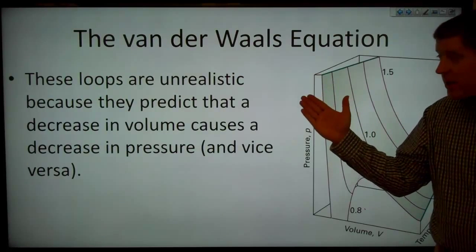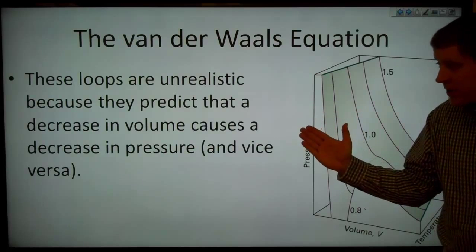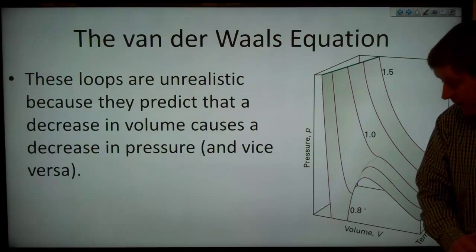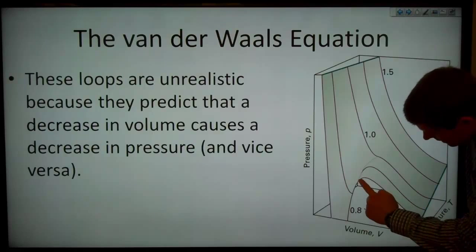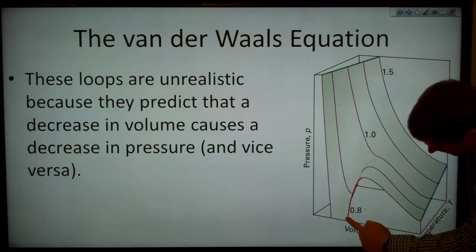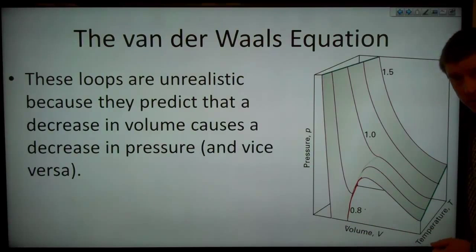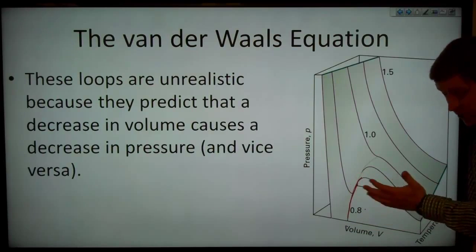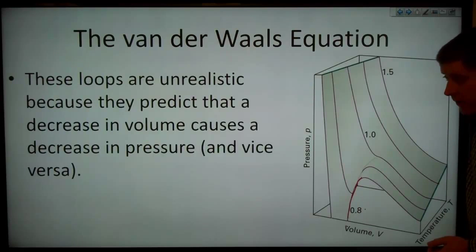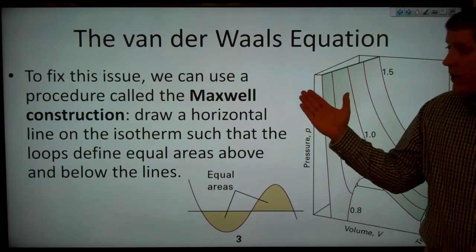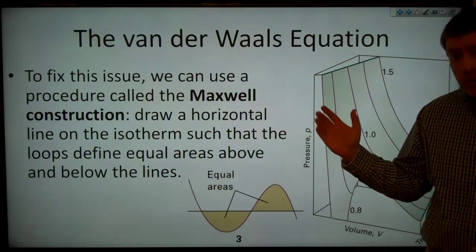So these loops are unrealistic because they predict that a decrease in volume causes a decrease in pressure, and vice versa. That is, at some point in this regime, as we decrease the volume, we decrease the pressure. Now that doesn't make any sense. That's going to violate Boyle's law, and thus we've got some problems there. We need to get rid of this van der Waals loop. So to fix this issue, we can use a procedure called the Maxwell construction.